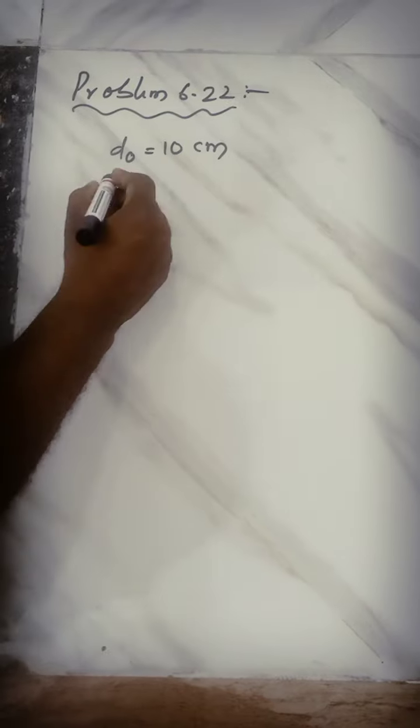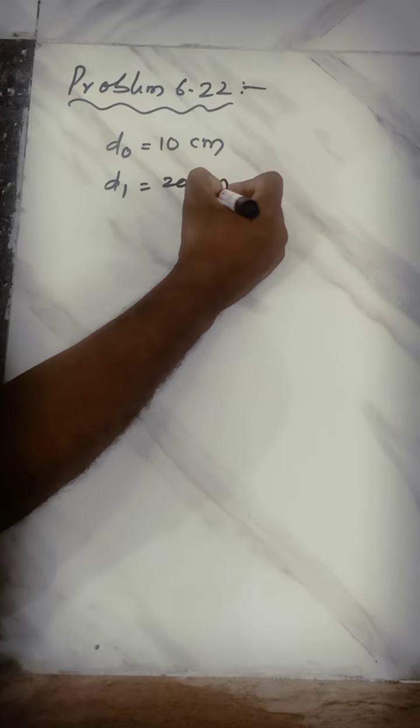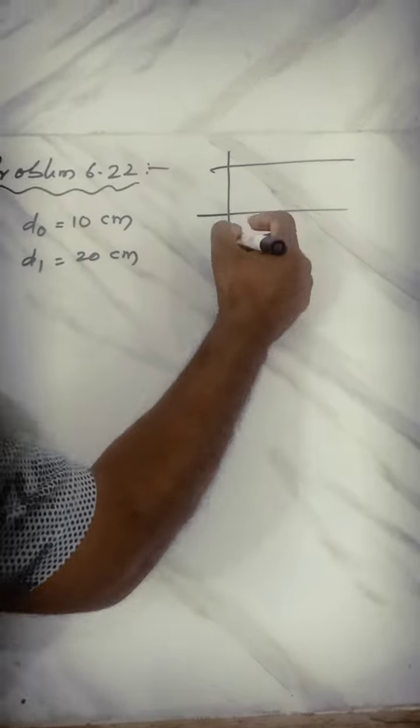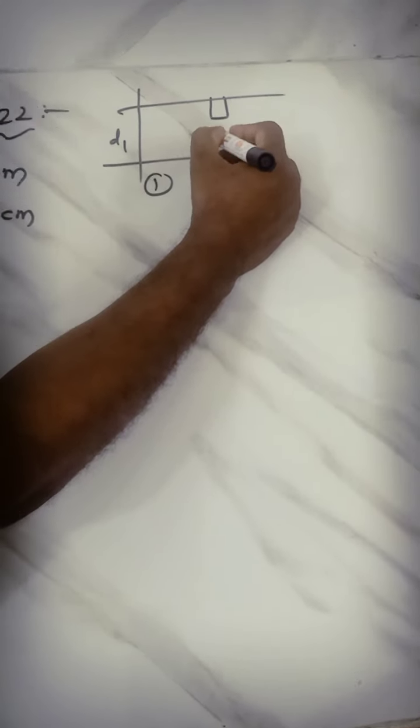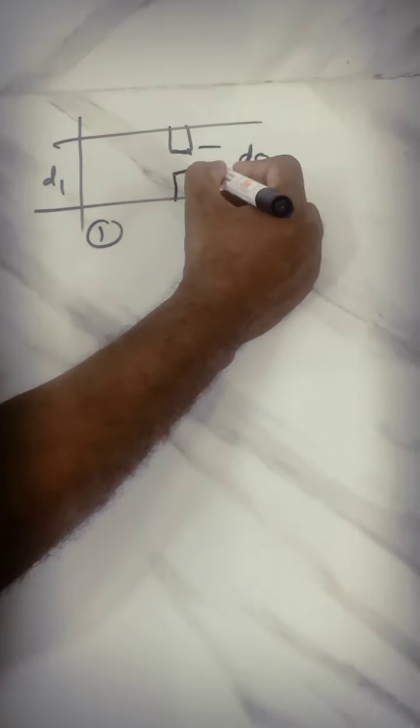and is inserted in a pipe of 20 centimeter diameter. Pipe diameter D1 is equal to 20 centimeters, which is the inlet diameter. You can see this diagram here. If it is an orifice meter, this is reference 1, this is D1. Then here you can find the orifice, it's like an upper section. This diameter is the orifice diameter, this is D0.